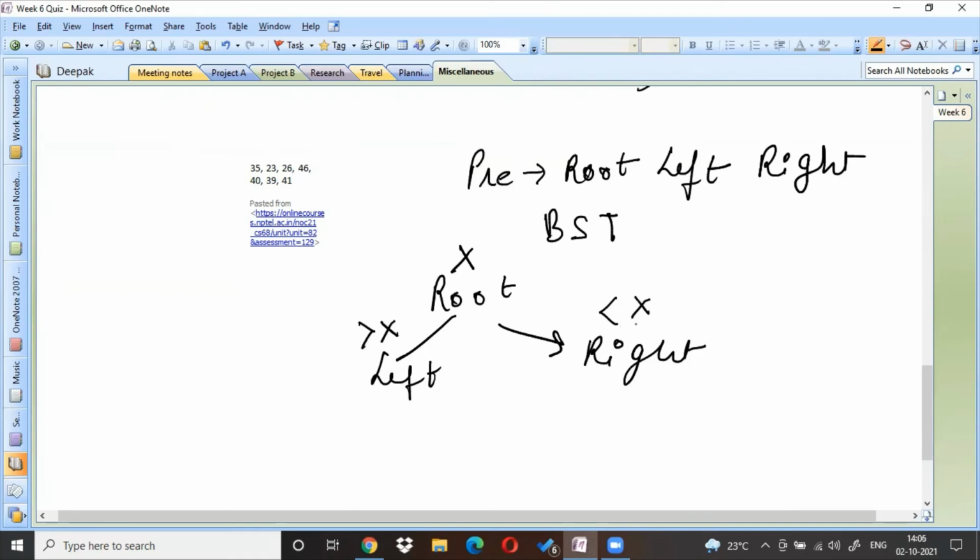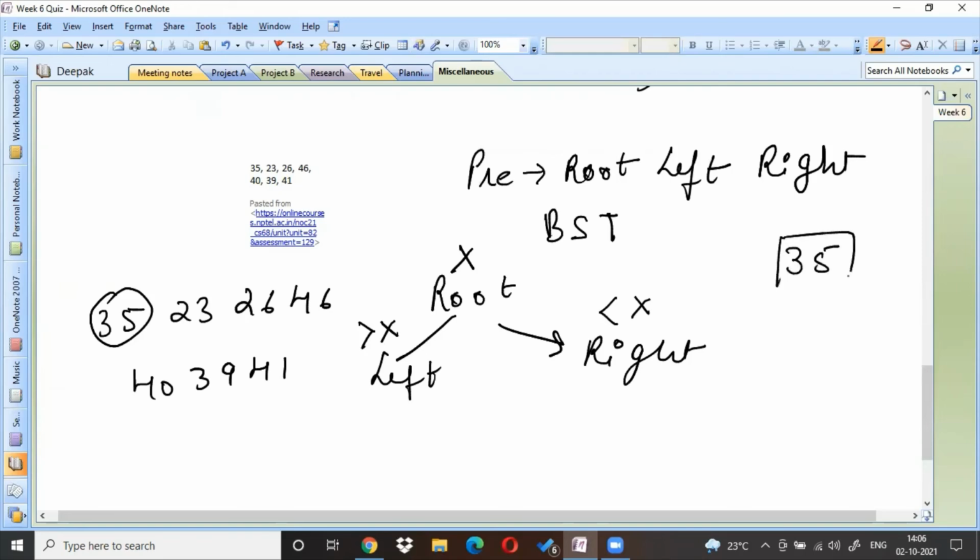So having this idea in our mind, we can say that among the values 35, 23, 26, 46, 40, 39, and 41, the first value is definitely going to be the root value. So we can make a call that 35 is my root value. Now, if 35 is your root, you need to make a decision about how many values will be on the left and how many on the right. The assumption that we made is that all the values lesser than 35, lesser than the root, will be on the left, and all the values greater than 35 will be on the right part. Let's see how many values are less than 35. That's 23 and 26. How many values are greater than 35? That is 46, 40, 39, and 41.